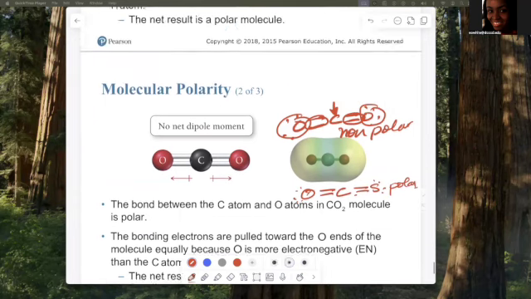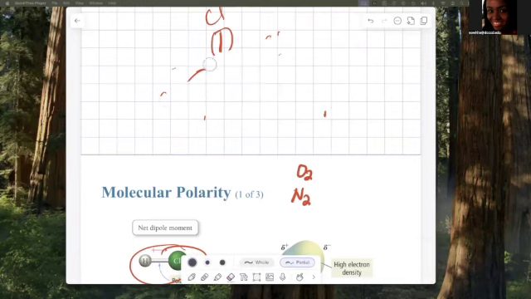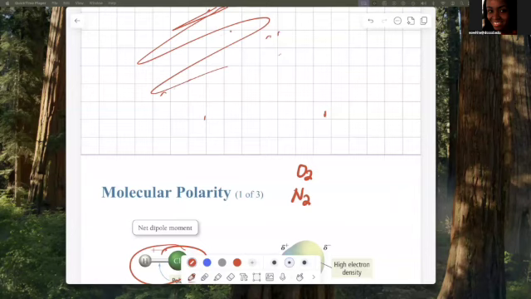Okay, I need to mention something back here. Since this class is the preparation for organic chemistry, we mentioned before that carbon-carbon bonds are nonpolar, right?